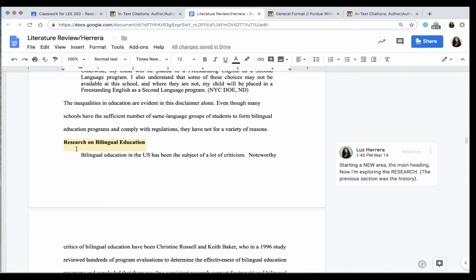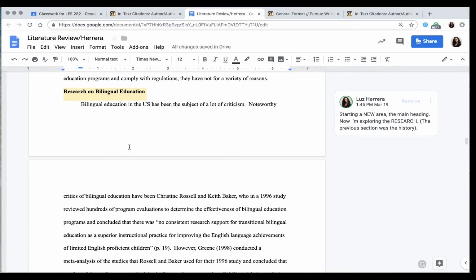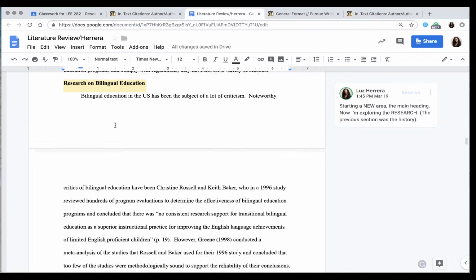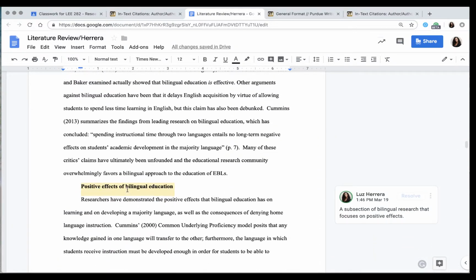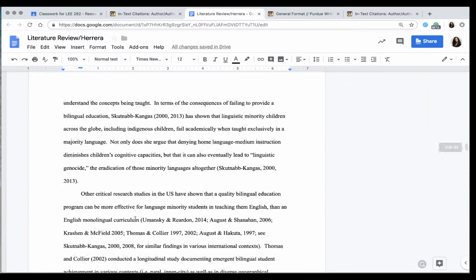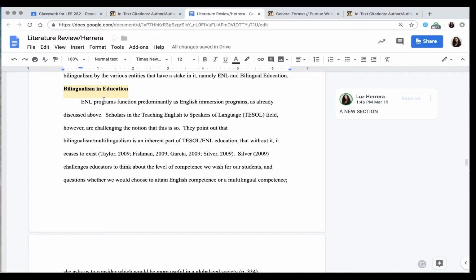All right, so this is my next area of research that I'm reviewing, right? So now I'm looking specifically at the research on bilingual education. Before, I was looking at the literature on the history of bilingual education. Now I'm looking at the research, right? So it's a new category. And then I did break it up into smaller categories, so the positive effects of bilingual education, etc. Right? And then the next one is bilingualism in education.